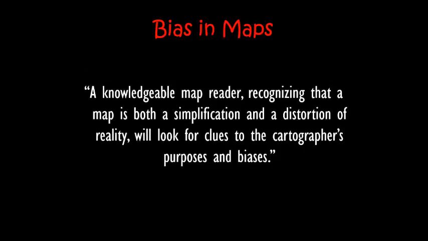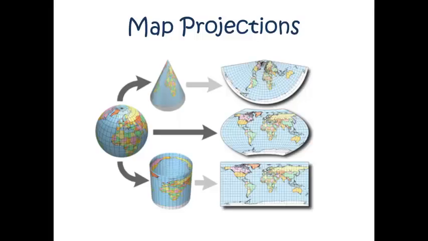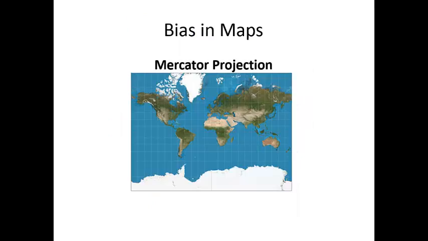So consequently, all maps impart the biases of their creator onto the map. A knowledgeable map reader, recognizing that a map is both a simplification and a distortion of reality, will look for the clues to the cartographer's purpose and biases. Again, keeping in mind that everything's biased helps us to understand what's going on in everything we read. And so with that in mind, let's have a look at some different map projections. To study this a little closer, we're going to examine 4 common map projections in particular. The first is probably the one you're most familiar with, the Mercator projection.